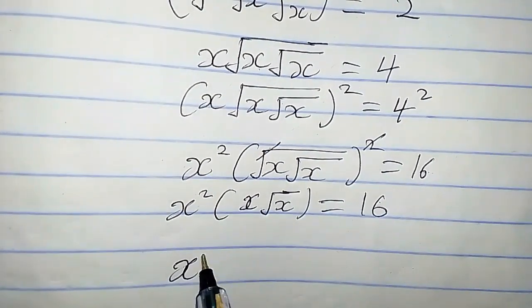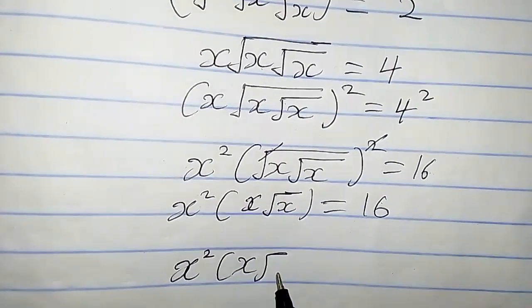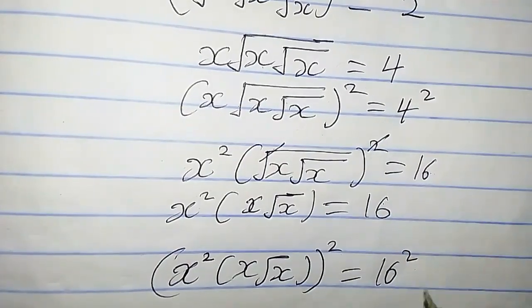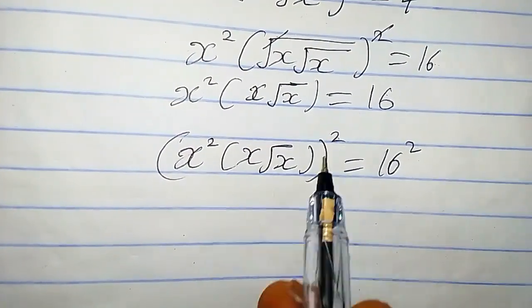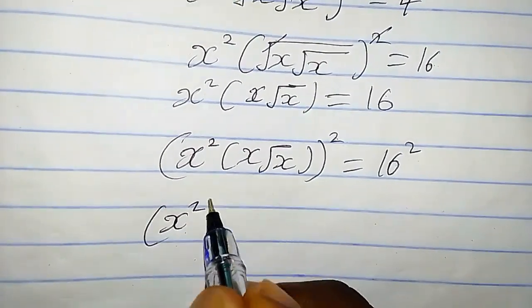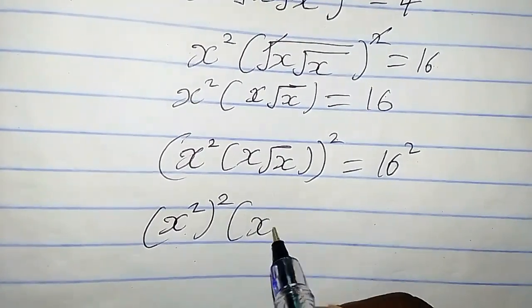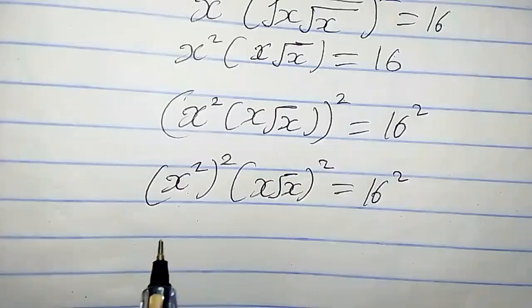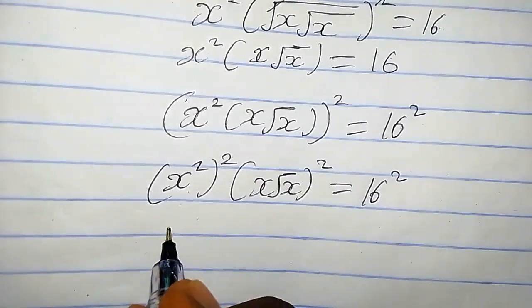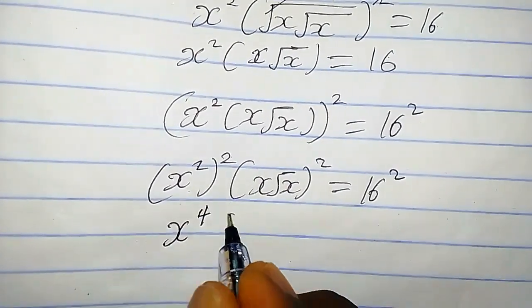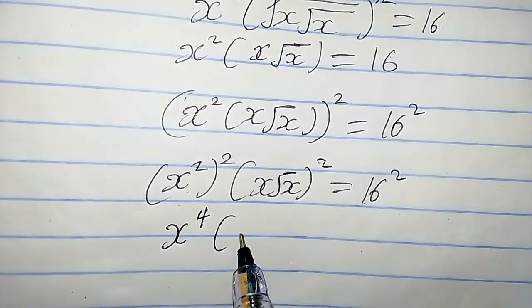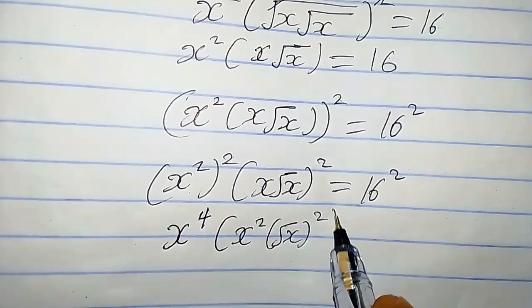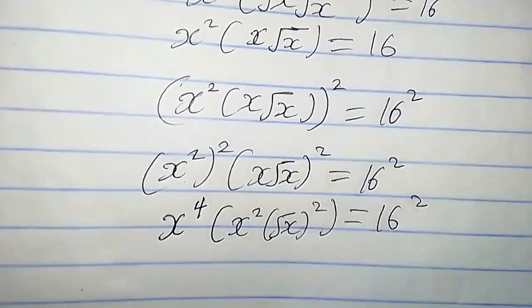So we're going to have x squared times x times root x all squared, which equals 16 squared. So distributing the exponents, we're going to have x squared times 2 times x times square root of x all squared equals 16 squared. Applying rules of indices, 2 times 2, we're going to have x to the power of 4 times, when we distribute the exponents here, we're going to have x squared times square root of x all squared. So this equals 16 squared.